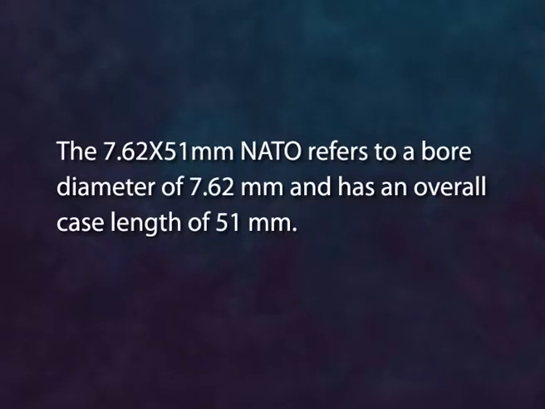In case there are two numbers in the name, then it is possible that the second number would depict a variety of characteristics. Most of the time, bore diameter is reflected by the first number, whereas case length is reflected by the second number. The 7.62 x 51 mm NATO refers to a bore diameter of 7.62 mm and has an overall case length of 51 millimeters.